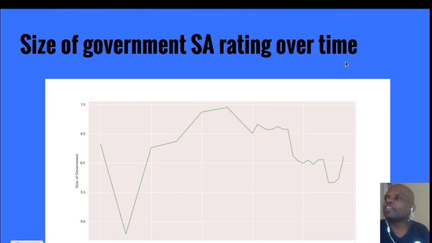So the size of government rating, these are just some quick charts I did, and it shows that South Africa peaks around 1995. It must be said that the National Party did a lot to reduce the size of government between 1975 and 1995. And unfortunately, the size of government has grown since 1995, and it is only around 2017 that we start to see a slight improvement. And there are specific reasons for it. It's actually not a good thing. This is not actually a real improvement. What happened here?